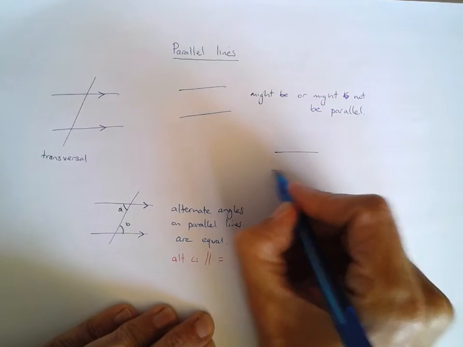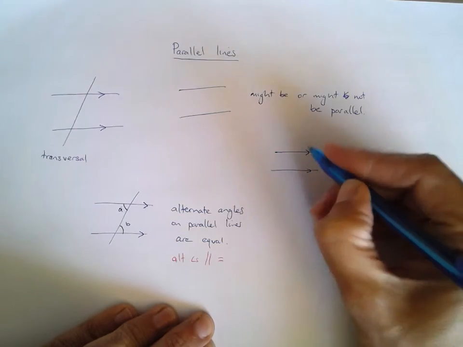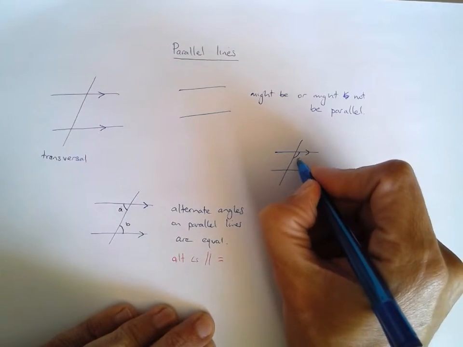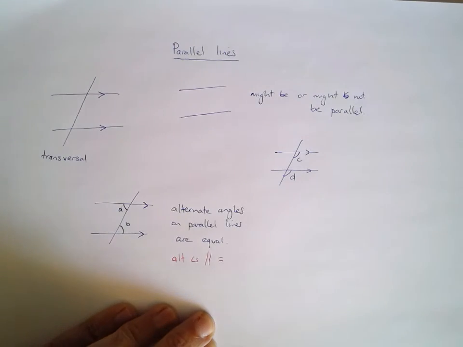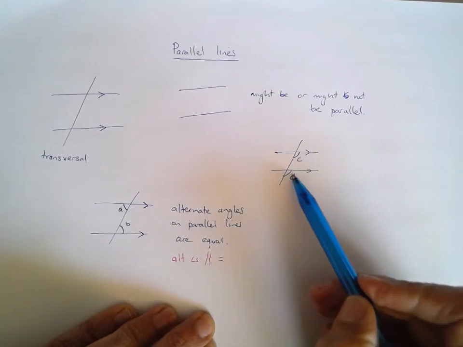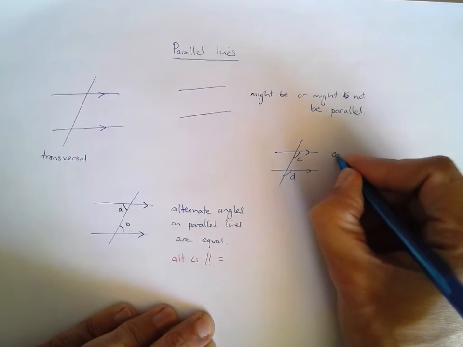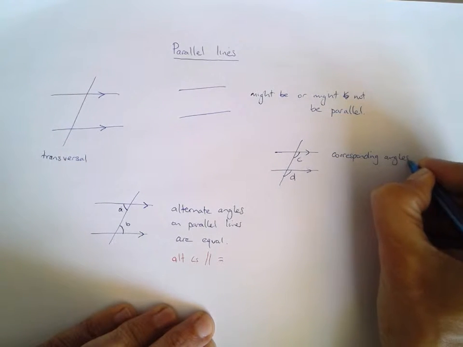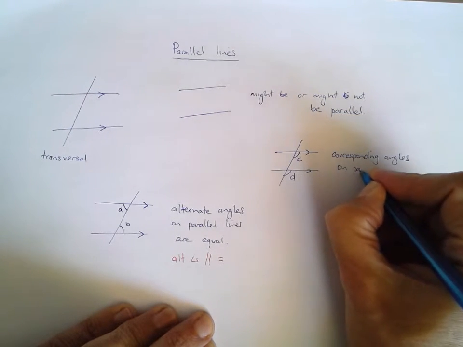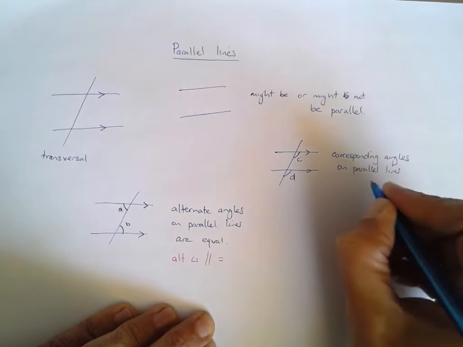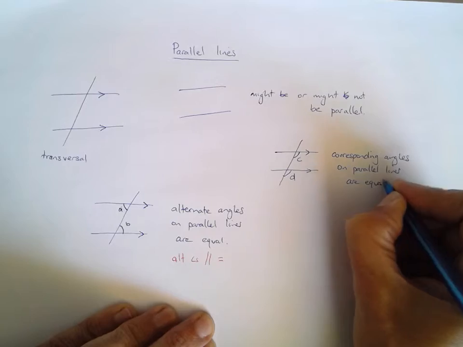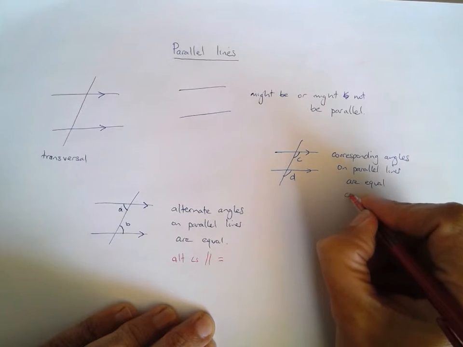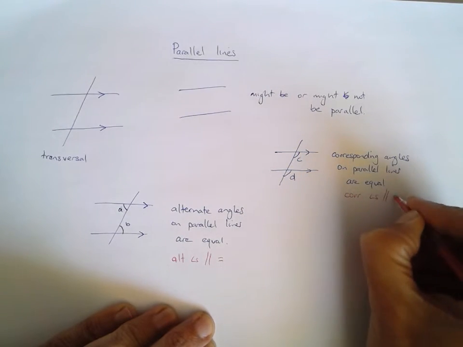So that's one. The second one, we'll do it up here. Again, a pair of parallel lines with a transversal. These two angles here, C and D. We say that angle C and angle D are corresponding angles. On parallel lines are equal. C and D are the same as each other and they're equal. So my shorthand, corresponding angles, parallel lines are equal.